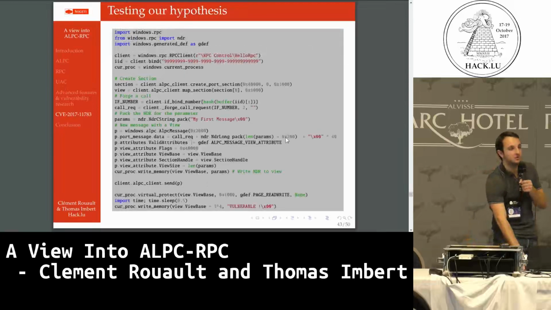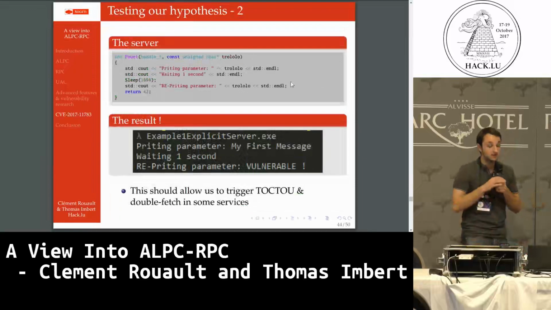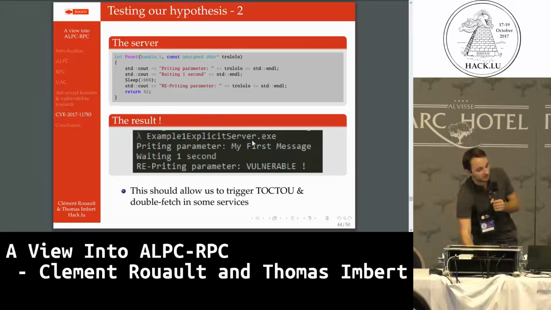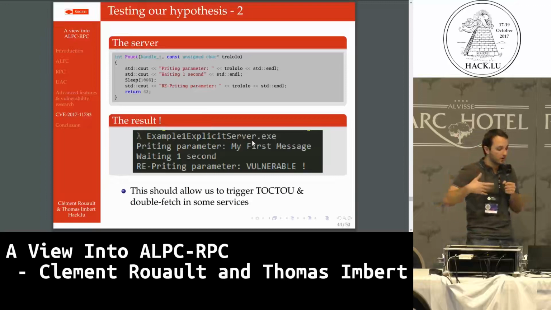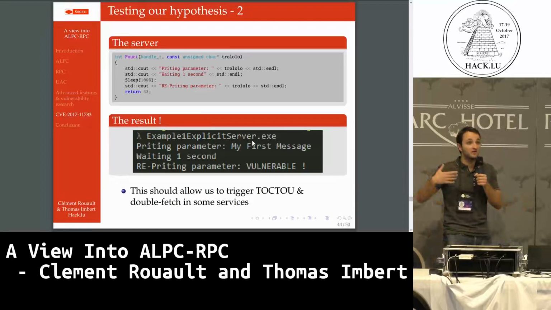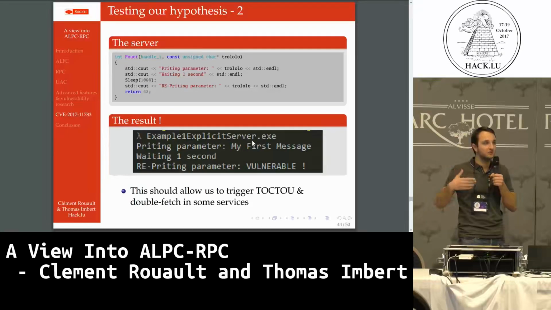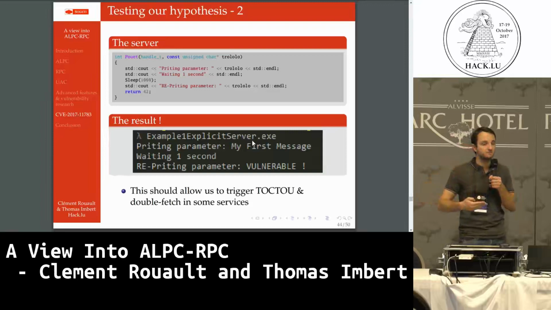And what does this exploit do when we try it again, the PoC method, is that indeed we are able to change the parameters. As you can see, the first one prints "my first message" as expected, but after waiting 1 second, when we print the parameters again, it's a different parameter. So you have a function that has 2 different parameters at two different times during the function call. And it's not normal at all.